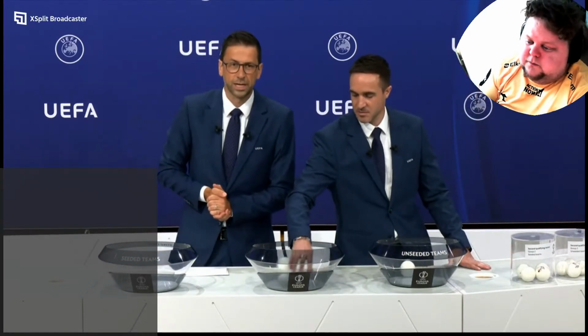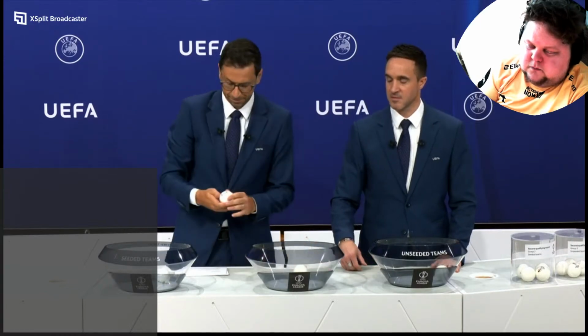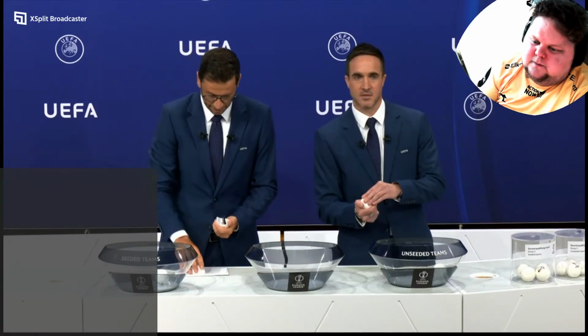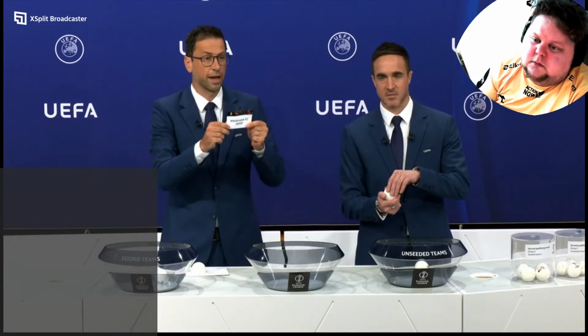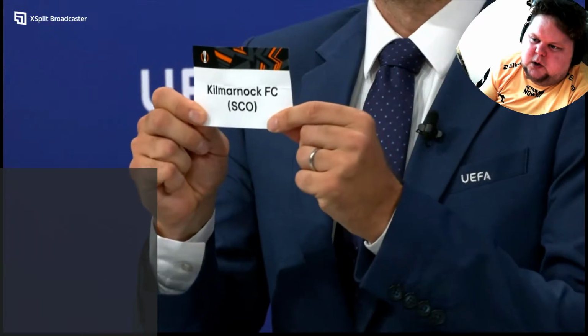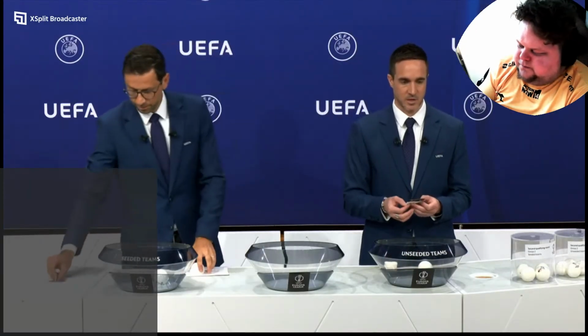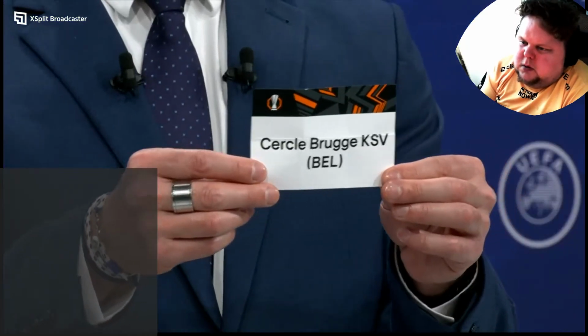Four more teams are waiting in this group for their opponent. And of course, they will play the first leg at home. And the next will be Kilmarnock FC from Scotland, who will play the first leg at home. And Kilmarnock will be playing this qualifying round against Cercle Bruges KSV from Belgium.